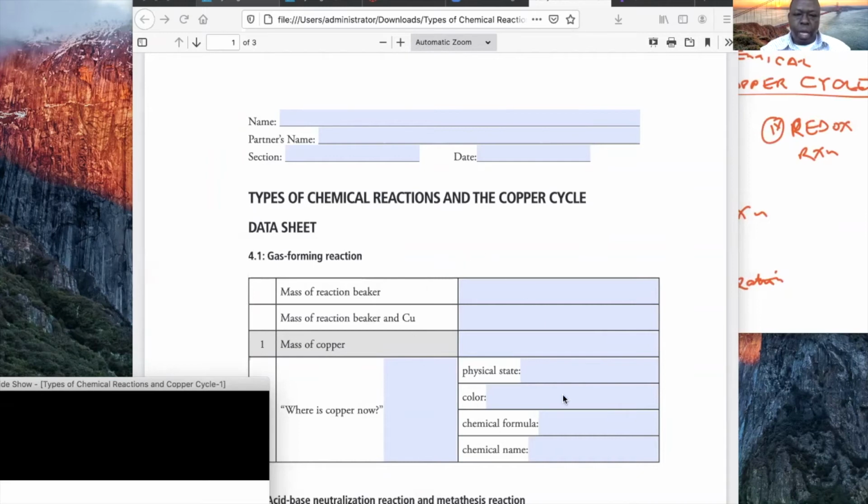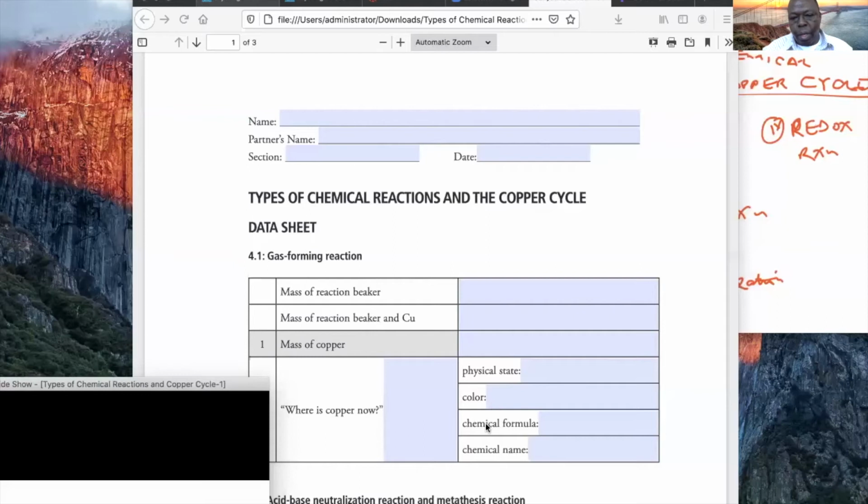This table right here should be completed after the reaction on 4.1. After performing the experiment, you have to ask yourself, in which state is copper? Is it solid state? Is it in liquid state? Is it in aqueous state? You have to keep an eye on where copper is after the reaction, not before the reaction. And then you have to indicate the color.